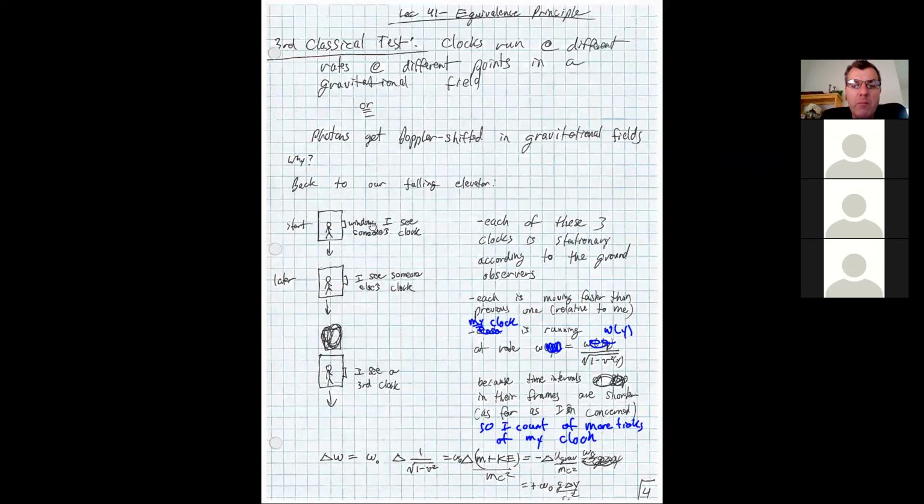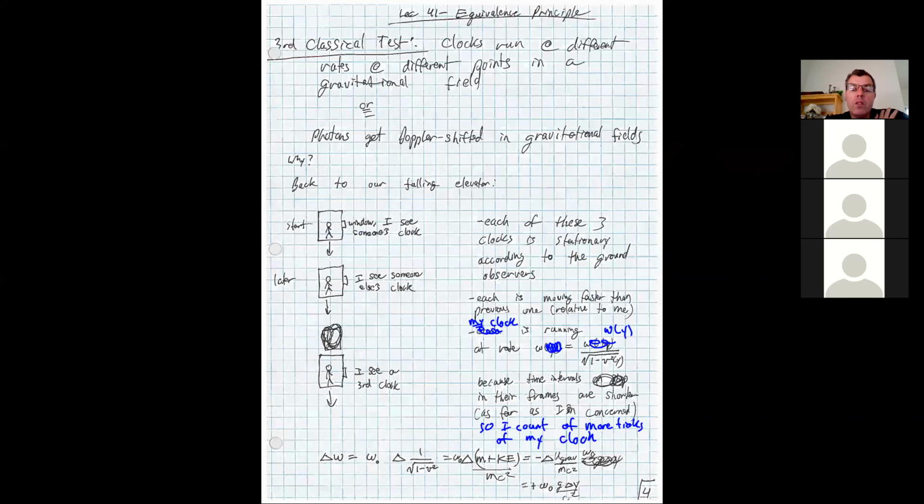Now, each of these clocks is moving past me more rapidly than the previous one, which means that each of these clocks is running at a different rate. And if we think back to the twins paradox, the twin on the spaceship was not in an inertial reference frame, and they aged less than the twin on Earth, who was in, well, we'll call it an inertial reference frame. It was a more inertial reference frame than the twin on the spaceship. So if somebody's moving rapidly relative to you, they age less. Their clock must be running slower, all right?